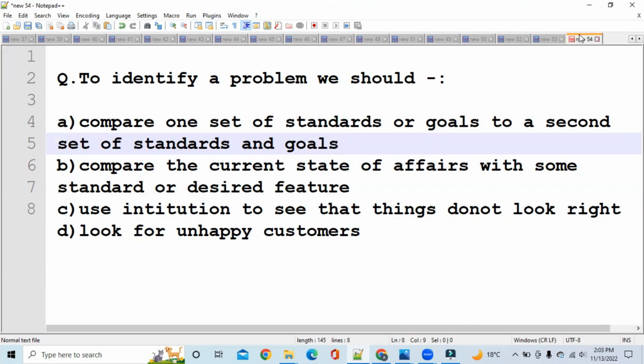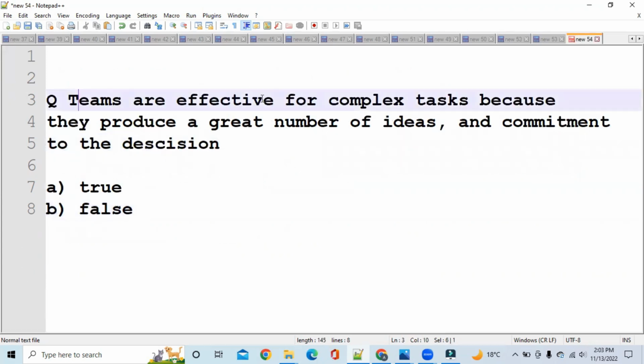You can see the next question is: teams are effective for complex tasks because they produce a great number of ideas and commitment to the decision. Yes, true. This is totally true, because teams are always meant to produce a great number of ideas and commitments on complex tasks. Only then will the team become a good team. Okay, now let's move to the next question.